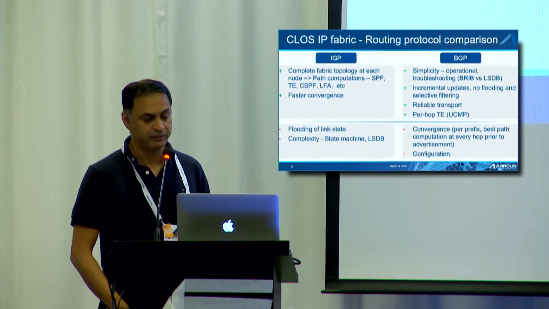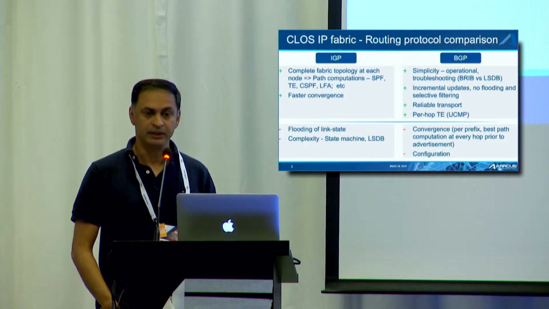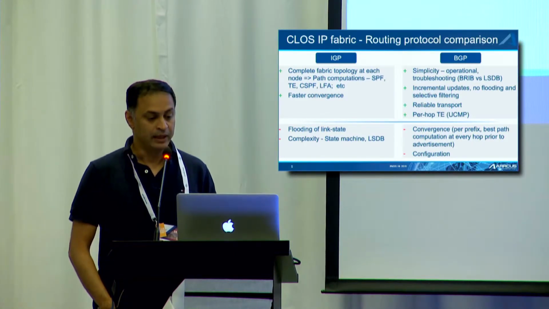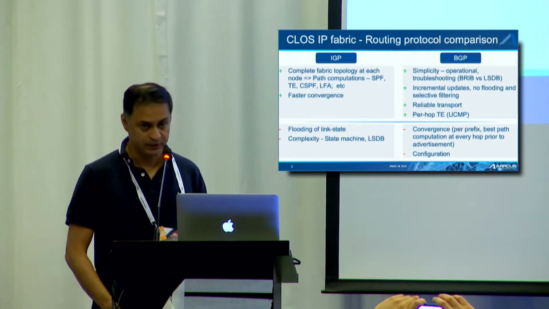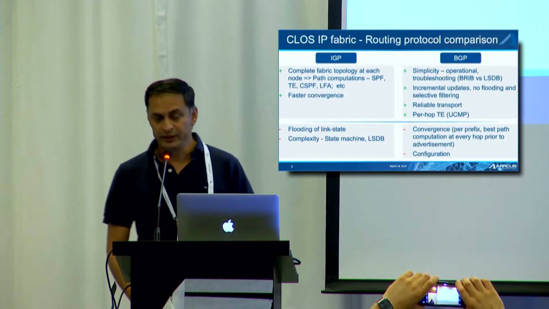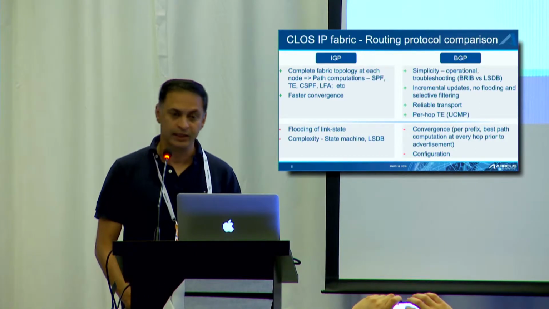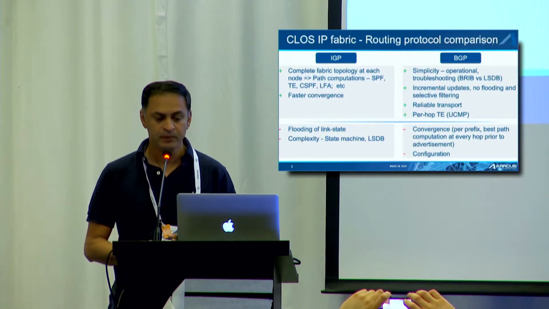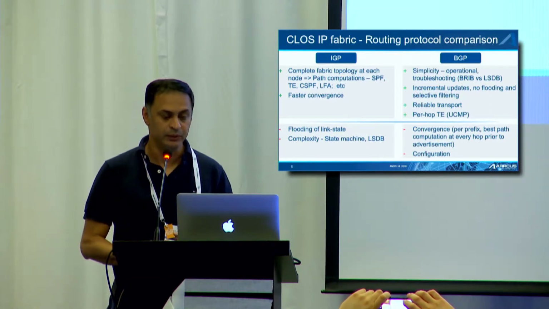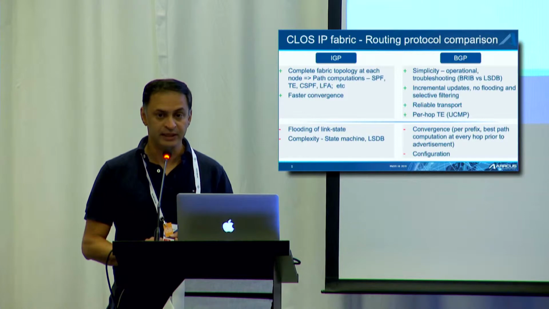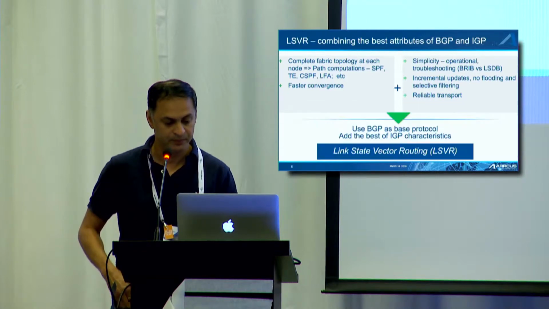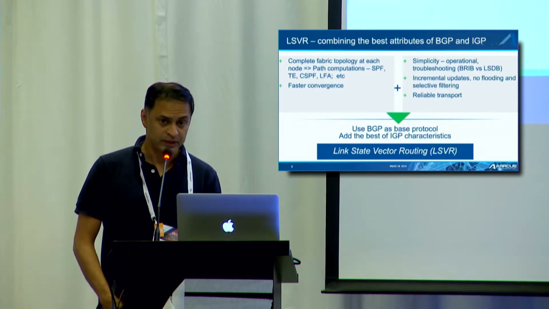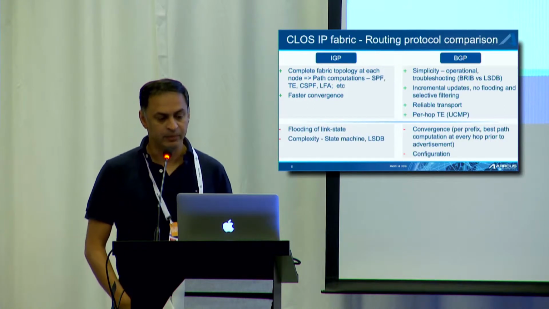On the other hand, if you look at BGP, it's fairly operationally well understood and therefore simple. It supports incremental updates, no flooding, and does selective filtering. Also runs on TCP, so it provides a reliable transport. Can do very efficiently per hop TE, specifically unequal cost multipaths if you need. From a convergence perspective, you would see that compared to a Dijkstra, it's a little bit slower. And as you see denser spines coming out in the market, you're going to see the config explosion that's going to happen.